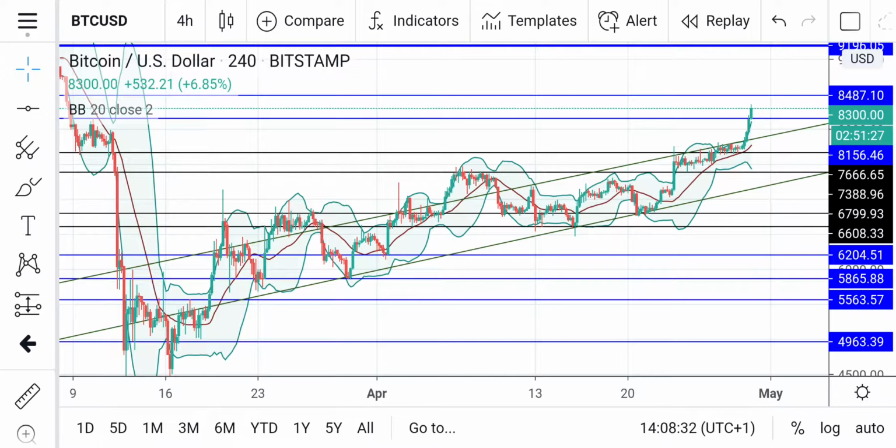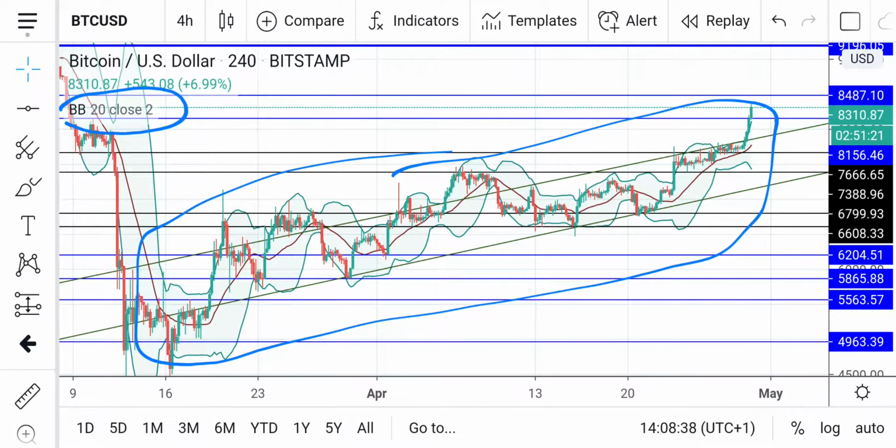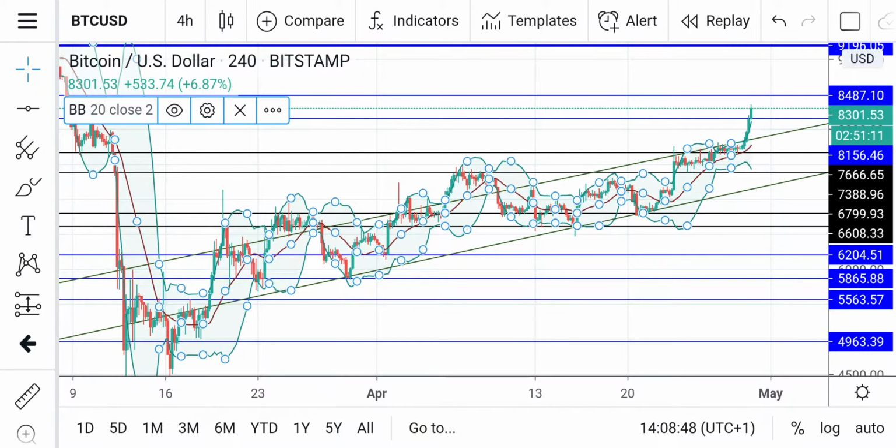I want you to go over here to edit it. I don't like the way it's looking on my chart right now. You might like it, but I don't like it. If you like it this way, you can leave it. But what I want to do is edit it.